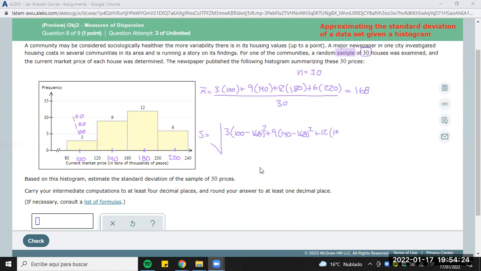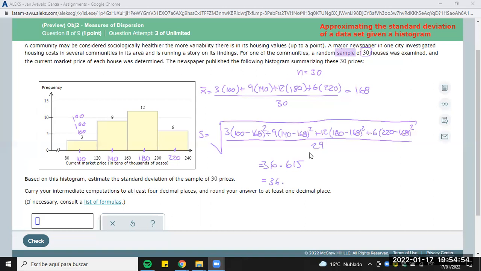And so on. I'm going to put some color in here, I promise, when I finish this. So this is the most important part, guys. We're going to divide by the number of values minus 1, since we are using the sample standard deviation. So we're going to divide by 29 and calculate the square root of all of that. Using the calculator, this equals 36.615. That is, rounded to the nearest decimal place, 36.6, right?